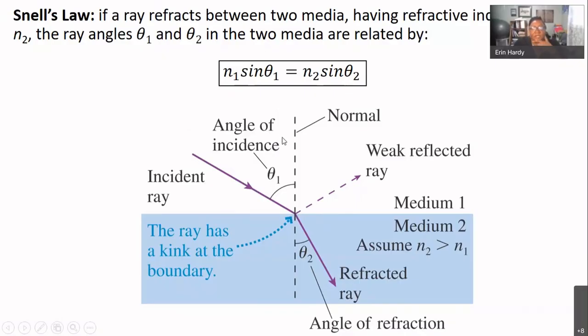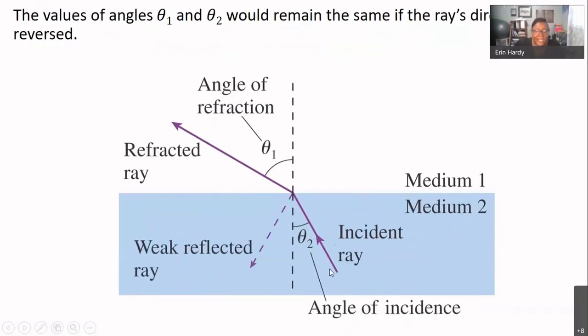We can use Snell's law here to relate the product of the sine of an angle and the index that matches up with where the ray is at that point in time. So n1 sine theta 1 is equal to n2 sine theta 2. We're assuming here that n2 is greater than n1. We would see the opposite if instead the higher index material was where the ray originated and it was refracting into a lower index material. I believe that's what's happening here.